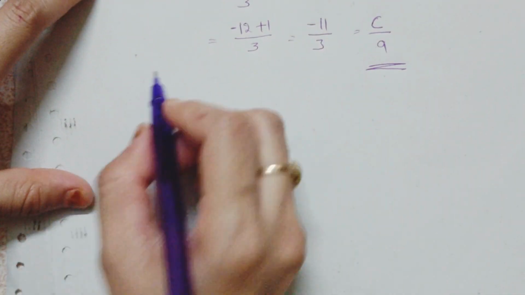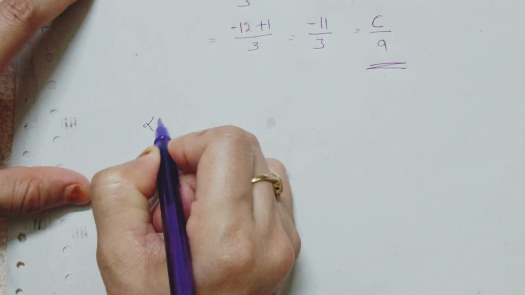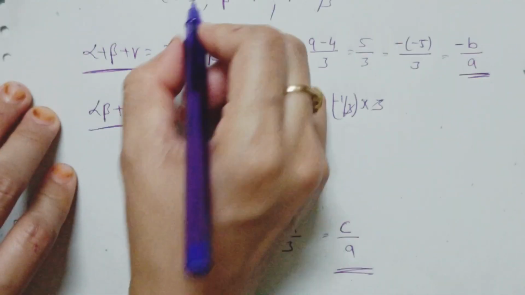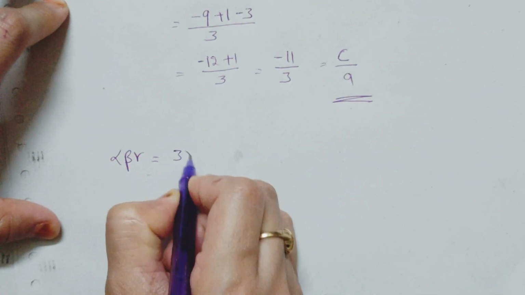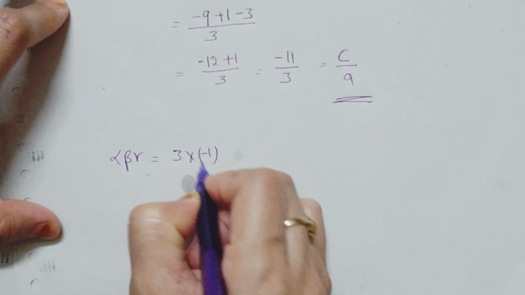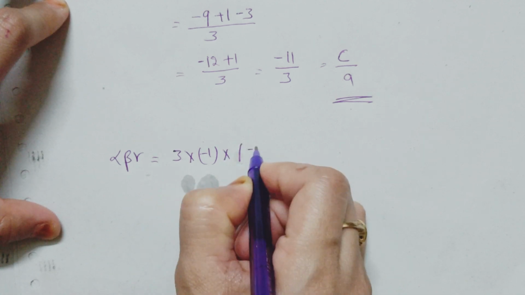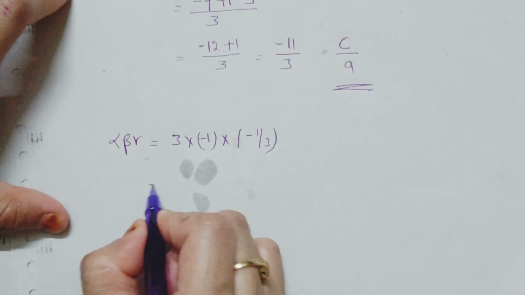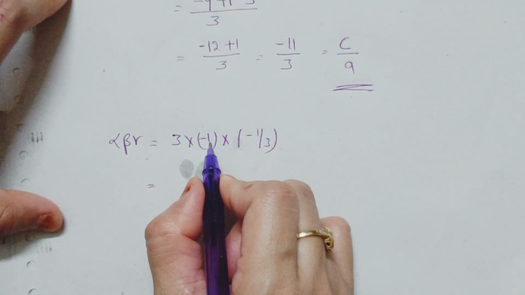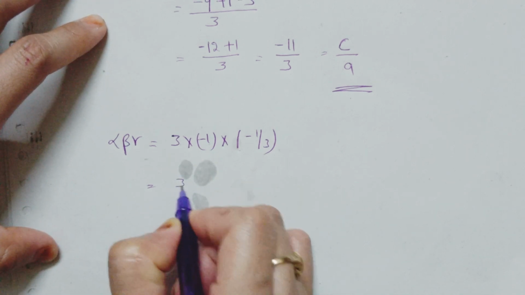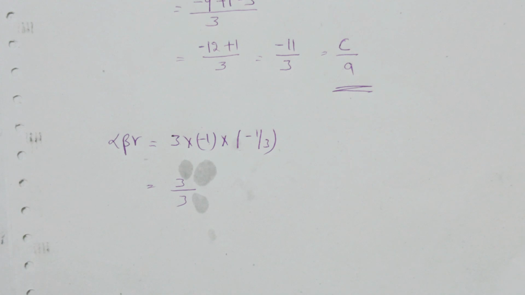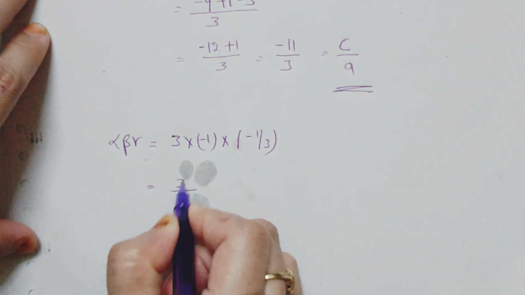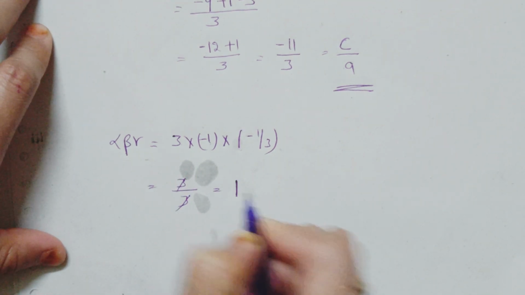Okay, now we'll do the product, which is alpha beta gamma. So 3 into minus 1 into minus 1 by 3. 3 multiplied by minus 1 multiplied by minus 1 by 3. Okay, here minus of minus is plus. Then 3 by 3, the 3s cancel. So the answer is 1.